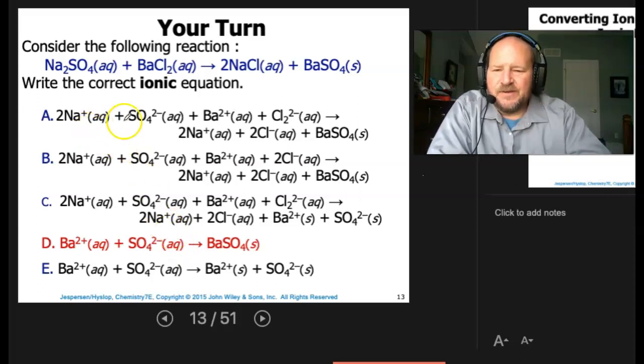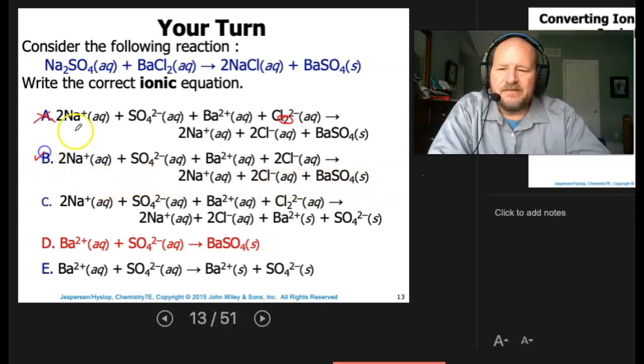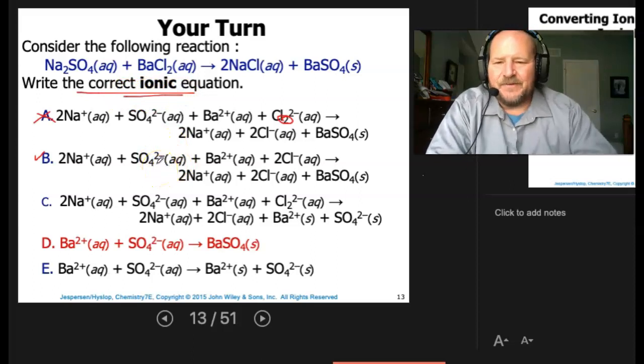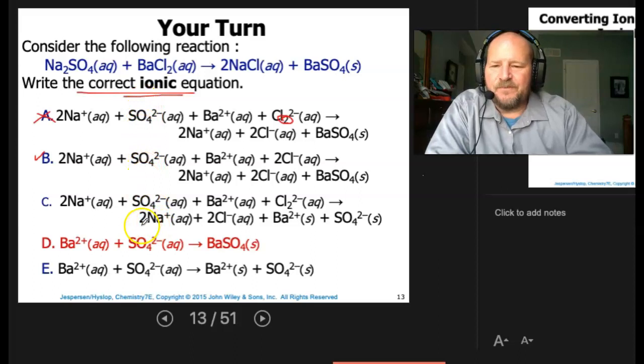So we have 2 sodiums, 1 sulfate, 1 barium. Okay, so this one's out because that does not exist as an ion. So it can't be that one. We have 2 sodiums, a sulfate, a barium, the 2 chlorides. Got that part right. 2 sodiums, 2 chlorides, 1 barium sulfate. Yeah, so you might have chosen B based upon the actual question they asked first. All right, that's why I wanted to clarify, because I knew we wanted the net ionic equation, not just the ionic equation. And there's 2 sodiums, a sulfate, barium.